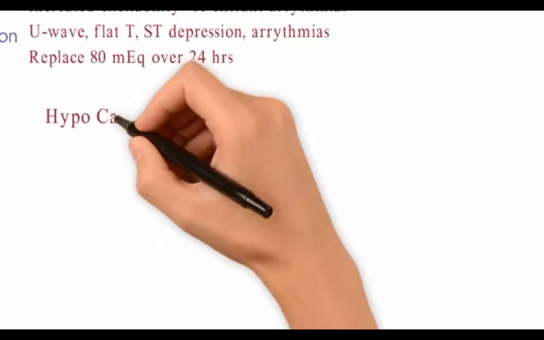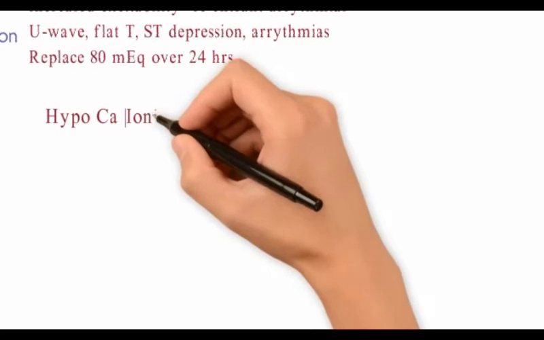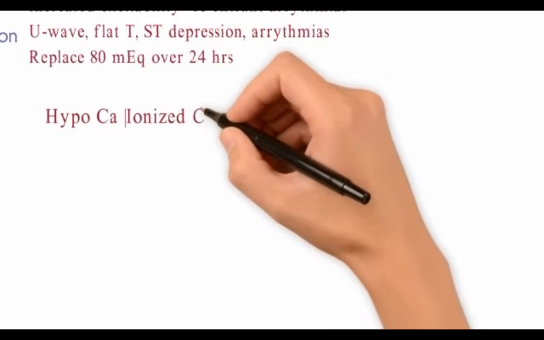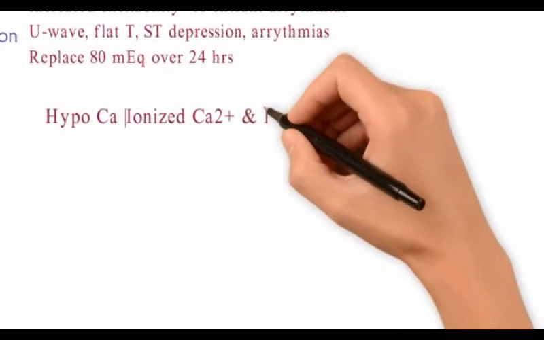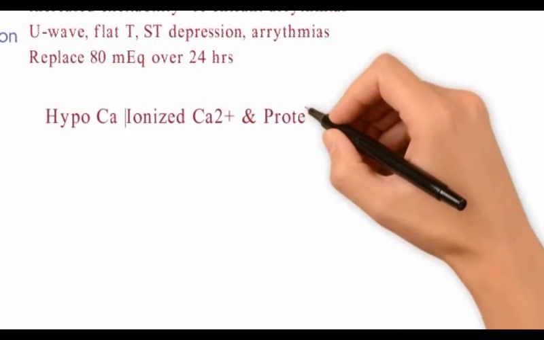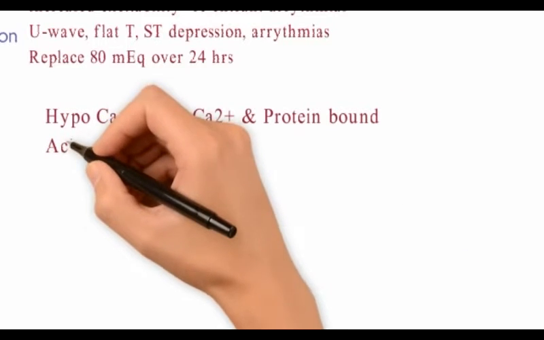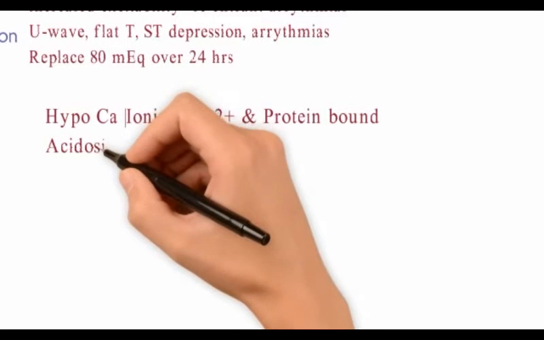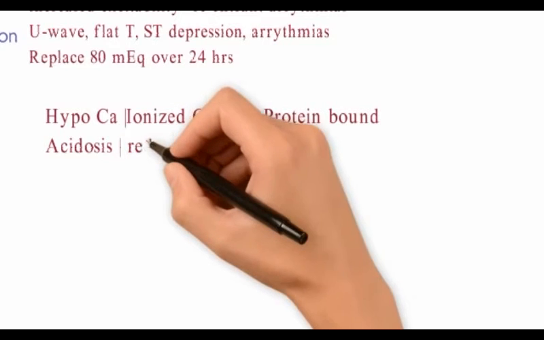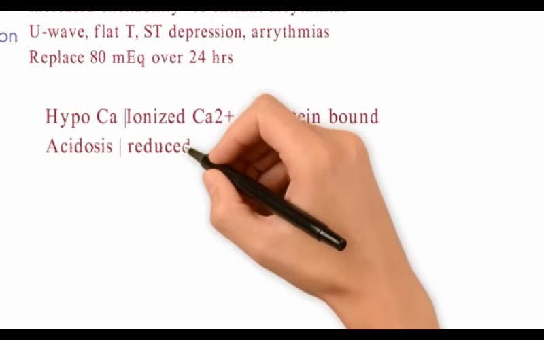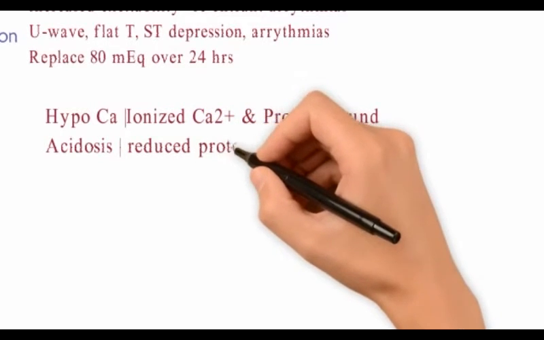In the plasma, 50% of the calcium is free or ionized and it is metabolically active, whereas 45%, or let's say 50%, is protein bound to albumin and is biologically inert. Calcium binds to albumin for two reasons. It has a binding site and albumin is negative while calcium is positive.